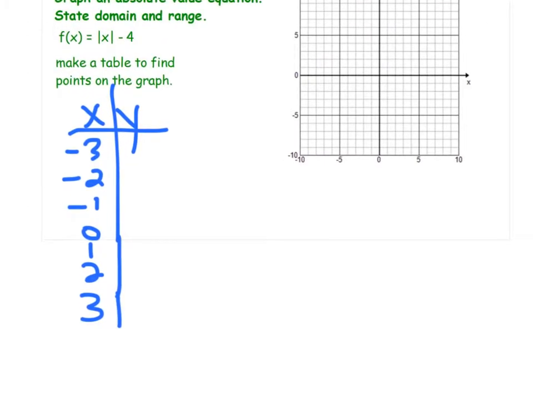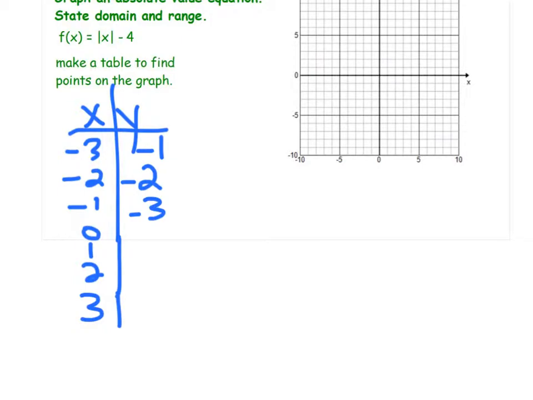So first thing you do is plug in x here. The absolute value of negative 3 is positive 3, minus 4 is negative 1. Then absolute value of negative 2 is positive 2, minus 4 is negative 2. Absolute value of negative 1 is 1, minus 4 is negative 3. And then you see the pattern, but you got to know where it stops. So just be careful of that.